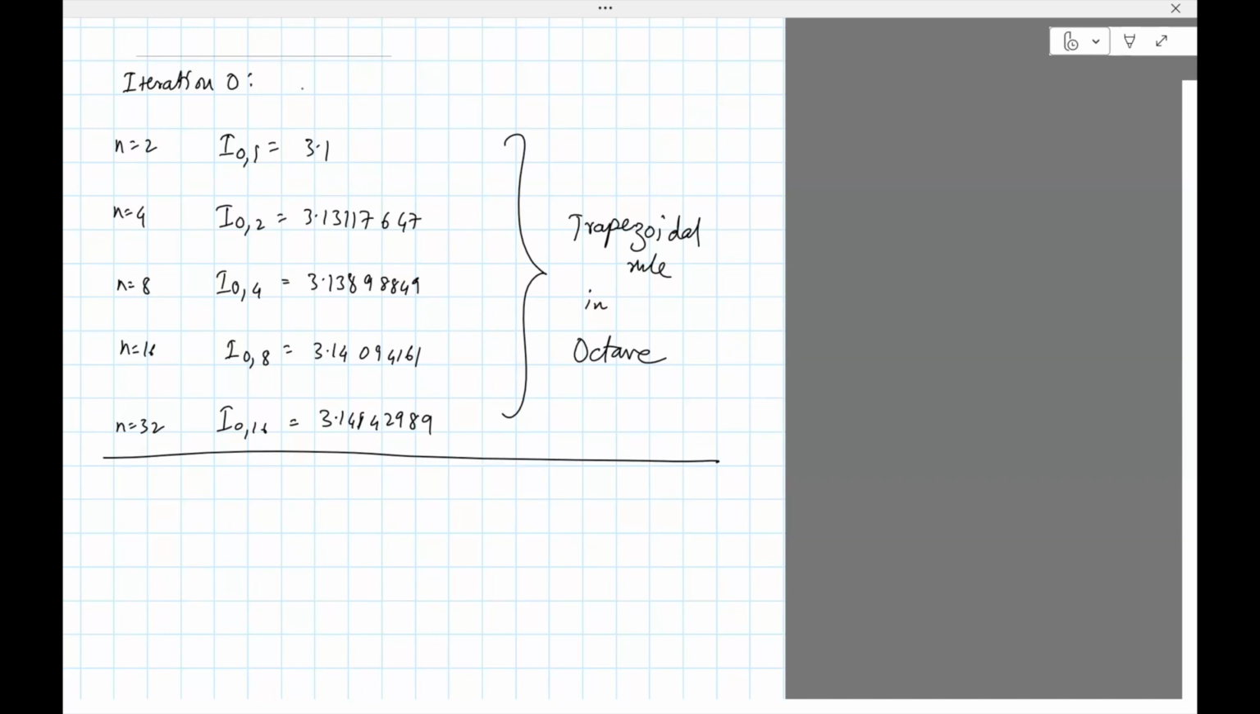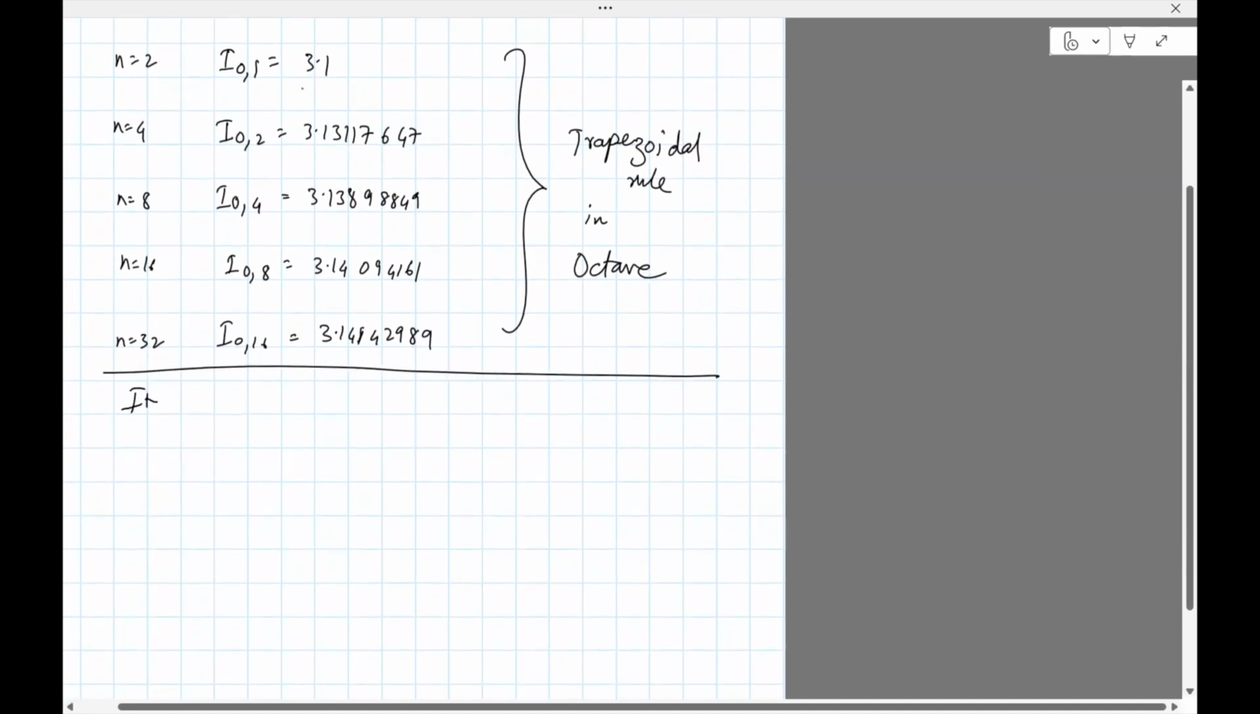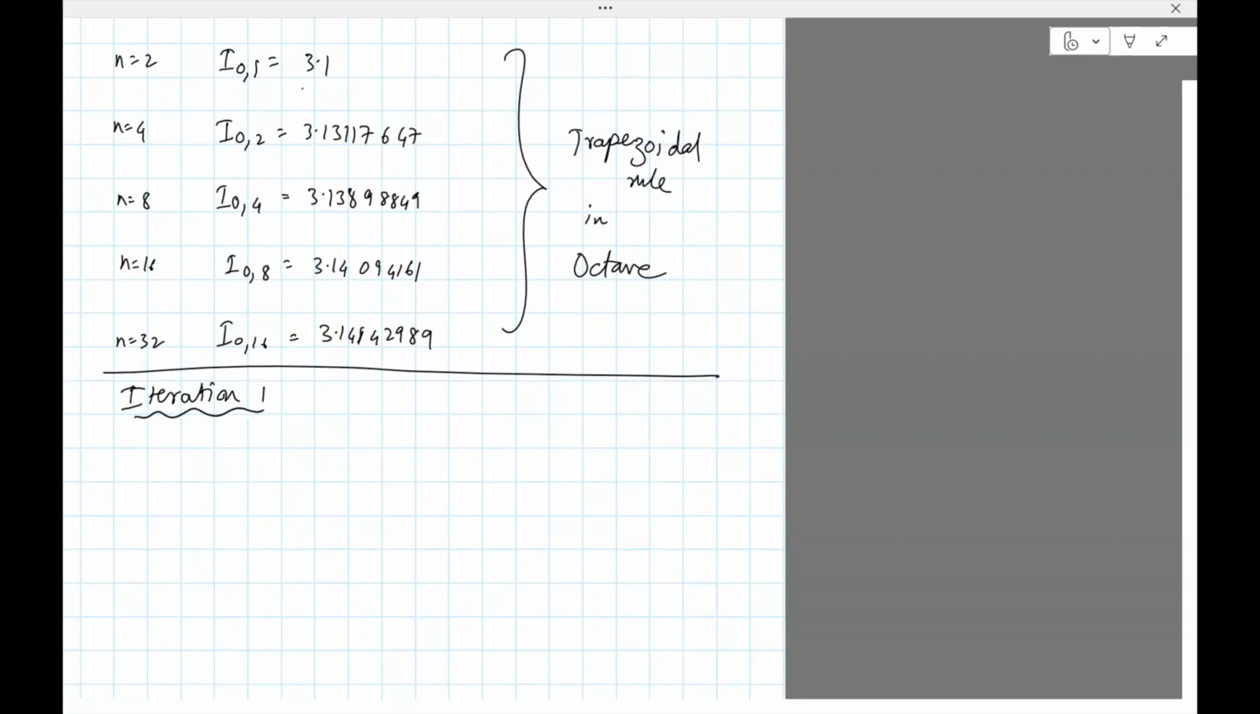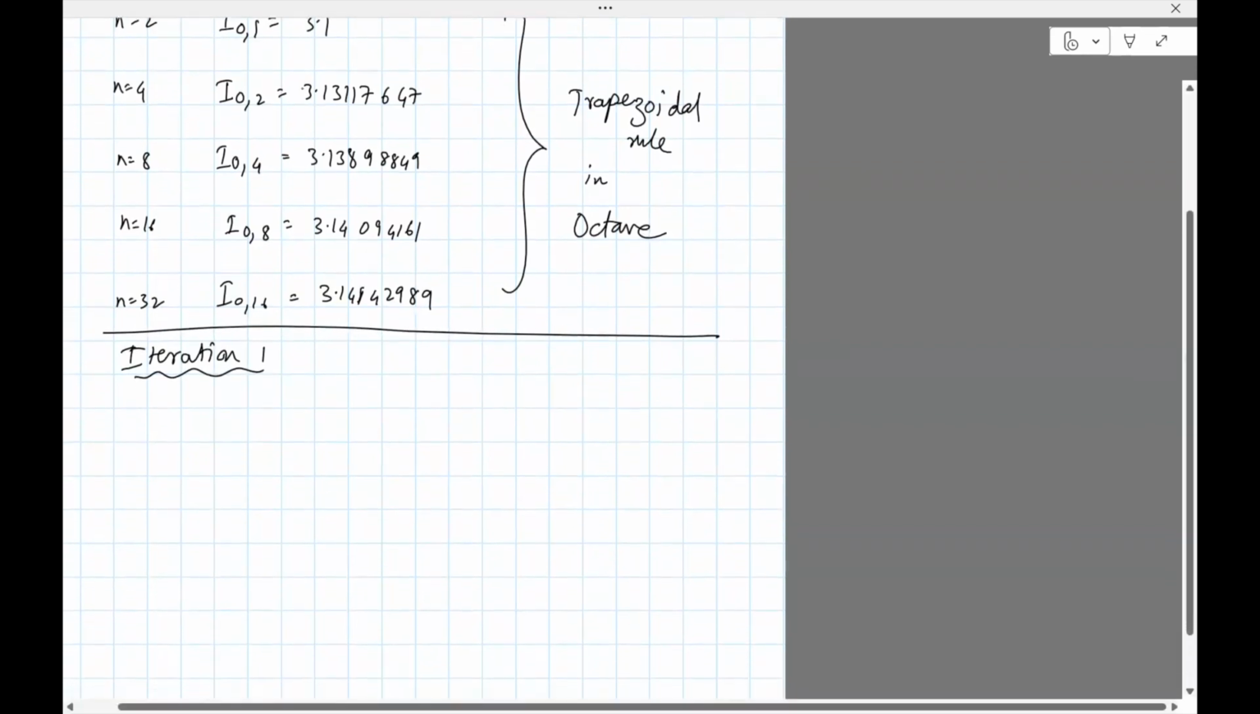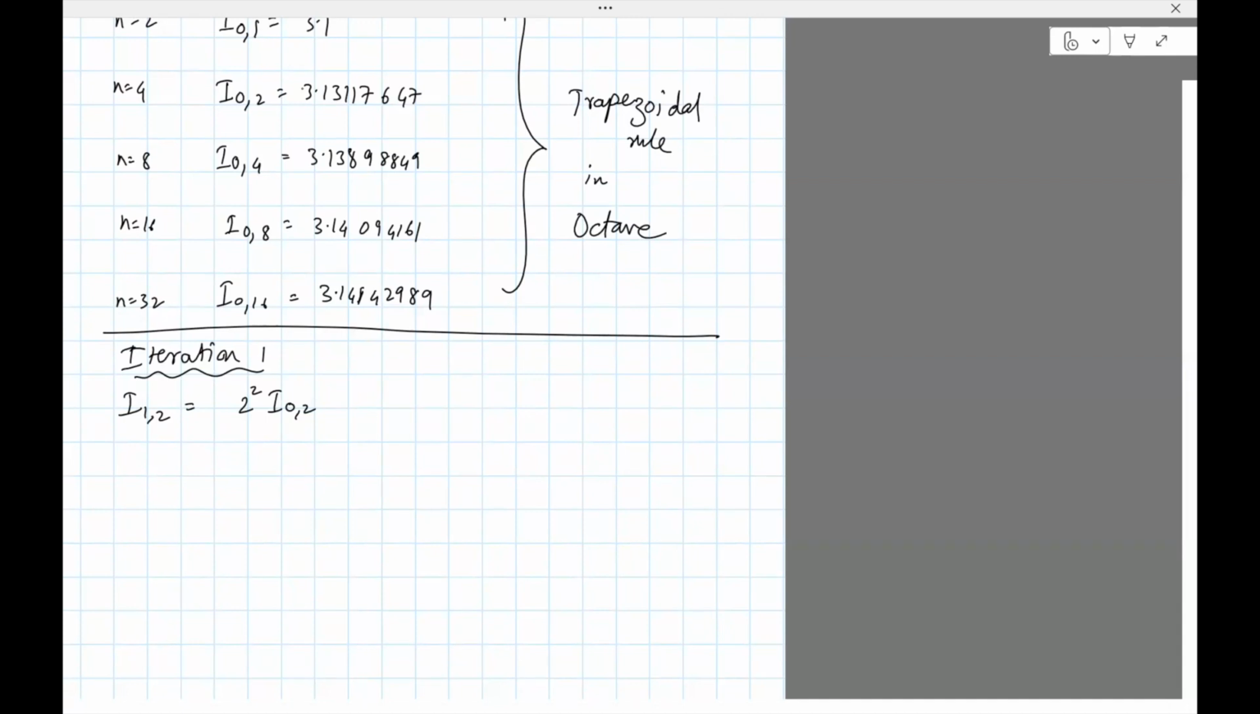Okay, so this is what we've done so far. There's nothing new here in computations of these 5 values. However, when you go to iteration 1, this is where you will use the Richardson extrapolation formula. So I1,2 is (2 squared I0,2 minus I0,1) divided by 2 squared minus 1.